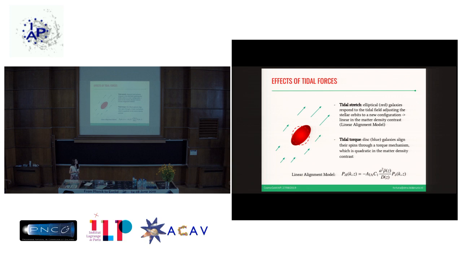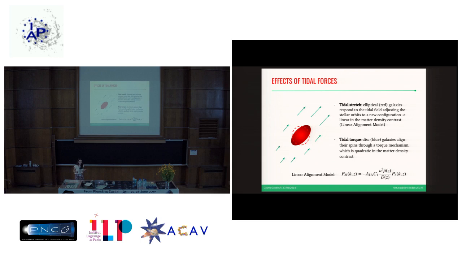We have a good picture which mainly characterizes the intrinsic alignment in terms of two main samples of galaxies. We have a mechanism that characterizes the red elliptical galaxies that, being pressure supported, tend to adjust the orbits of the stars to the potential that they feel. And this is well described by the linear alignment model. And then we have disk blue galaxies, which, being rotationally supported, tend to align the spin. And this mechanism is quadratic in the matter density contrast.